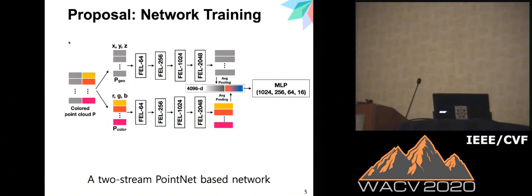It's PointNet-based because we find it can capture the general shape and color distribution. By two-stream, we mean that the geometry part, XYZ, and the color part, RGB, is separately handled. The two parts are separately passed through a series of layers and concatenated eventually. After training, the network is used in stylization. If we want to stylize the geometry, then we only use the geometry route, and similarly for the color part.